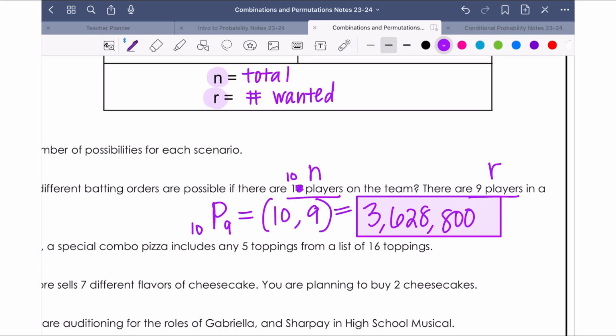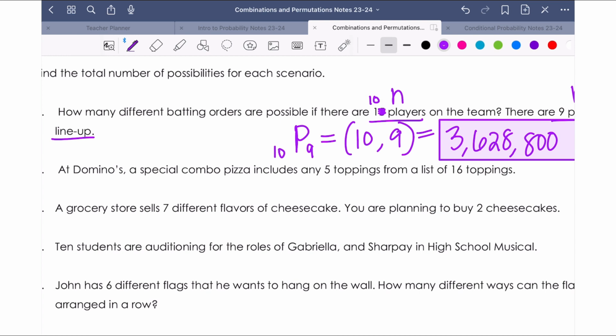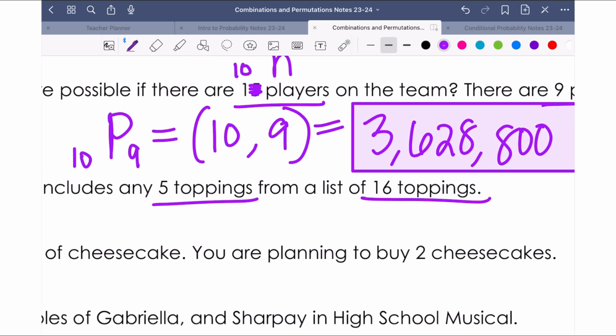All right, let's do the next one. At Domino's, a special combo pizza includes 5 toppings from a list of 16 toppings. Does the order matter if you're just picking your toppings? No, because Domino's is just going to look at what toppings you order and then they're going to make your pizza. You just need to pick 5. So the total is 16. So 16 is the N. And I need 5. So 5 is the R.